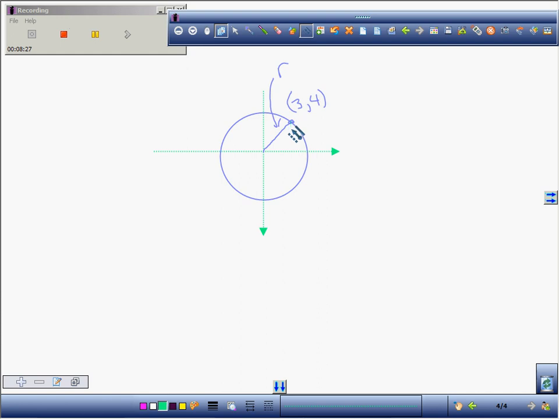If I were to drop a line straight down here, so this is the point, this goes over 3 and up 4. So if you did the Pythagorean theorem or you recognize that it's a triple, R equals 5. So you'll have a couple problems just like that.